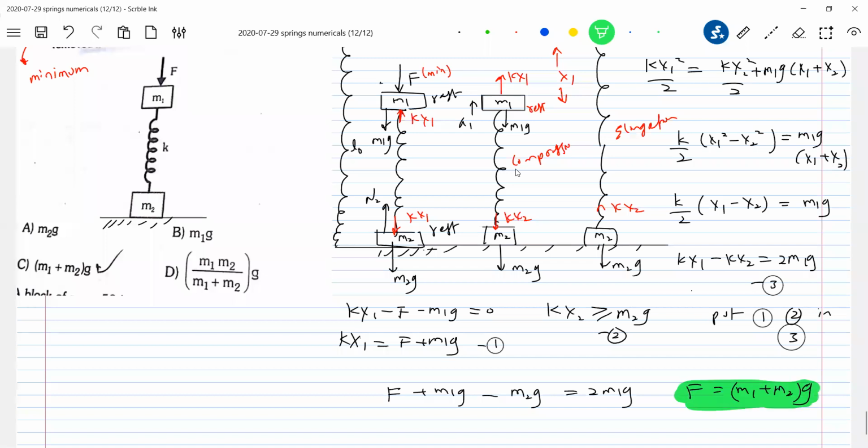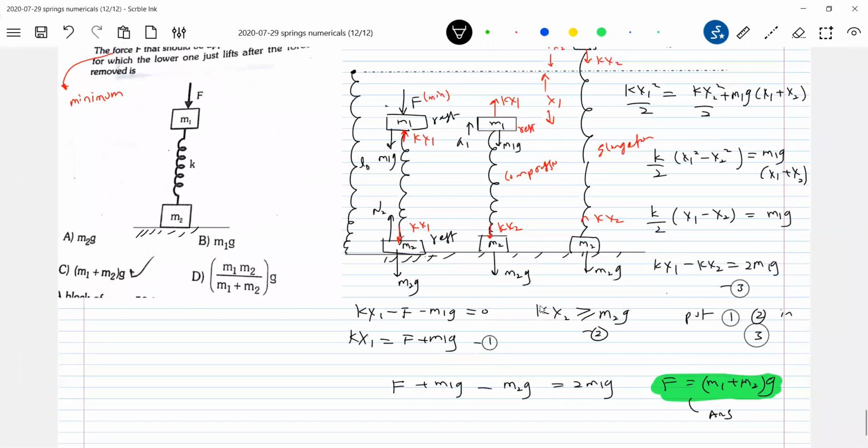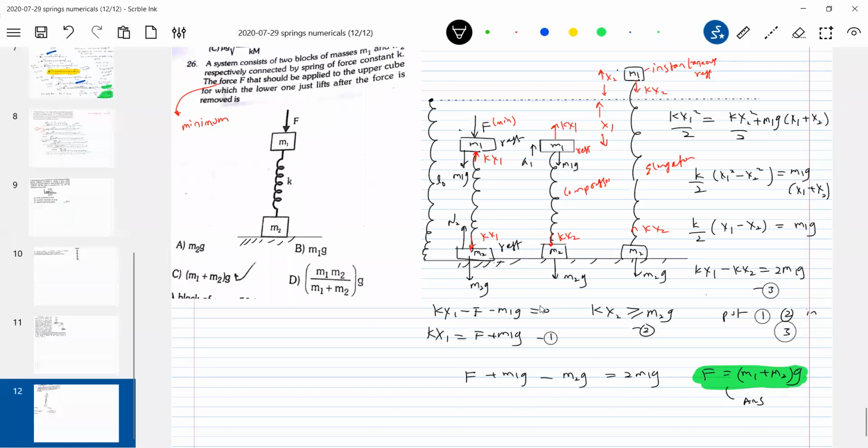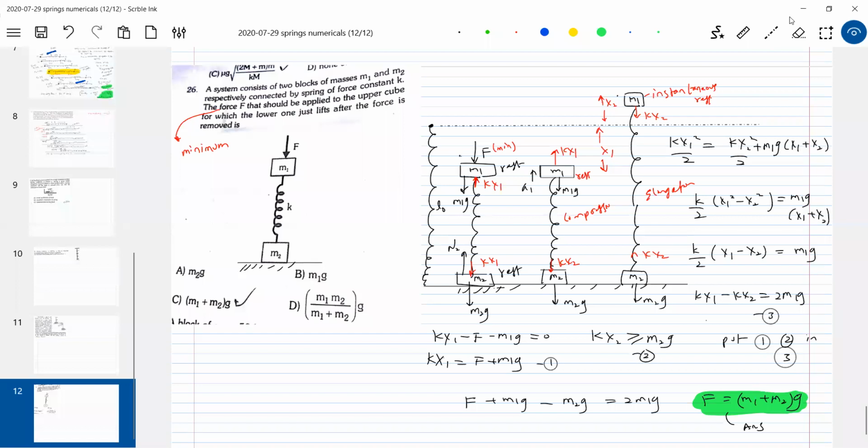If I apply force less than this, or if I apply force more than this, is what you have to analyze. If I apply force greater than (m1 plus m2)g, then m1 will have velocity. If I apply force less than (m1 plus m2)g, then the block m1 will come to rest before that and kx2 will not be sufficient to lift the block m2. So shall I call this the minimum force to lift the block? If I apply force more than this, the block m2 will rise. But when m2 is losing contact from the ground, m1 will have some velocity.